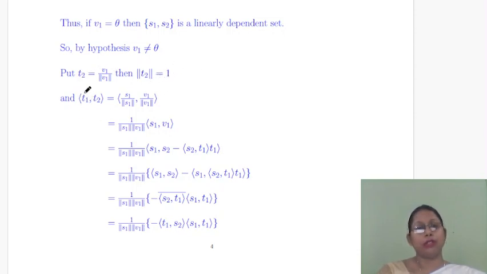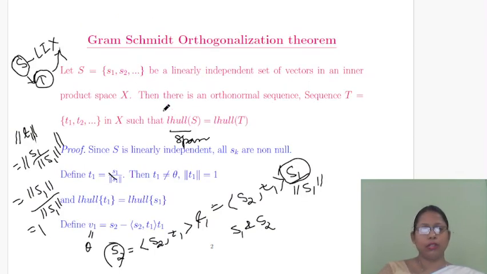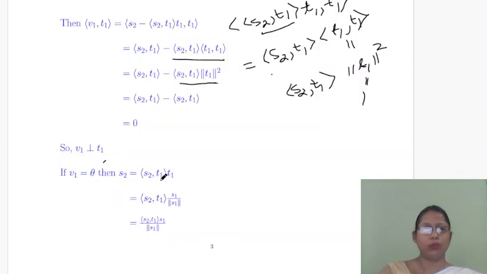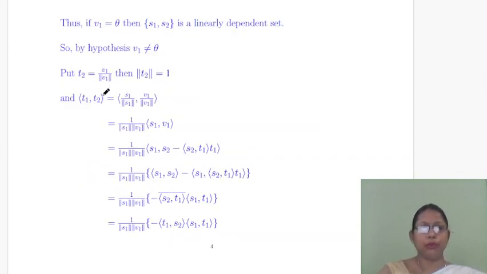Next, check out what is the inner product of T1 comma T2. T1 is my S1 by norm of S1, and T2 is my B1 by norm of B1. In the next step, take this norm of S1 and norm of B1 outside. Norm is a function from the set to the real numbers. So this is 1 by norm of S1 times norm of B1, not the conjugate of norm of B1, because norm is a function from X to R.